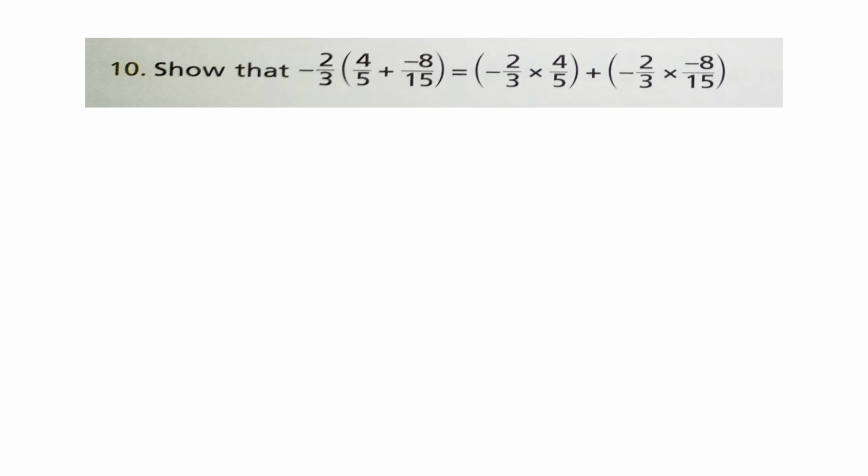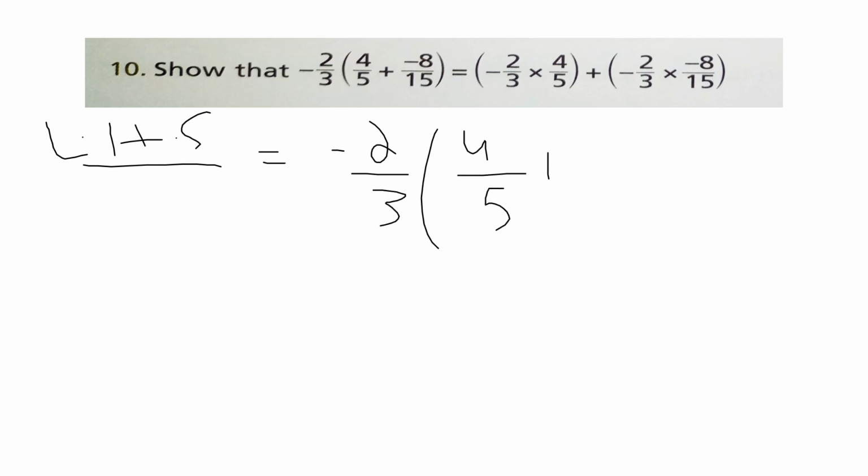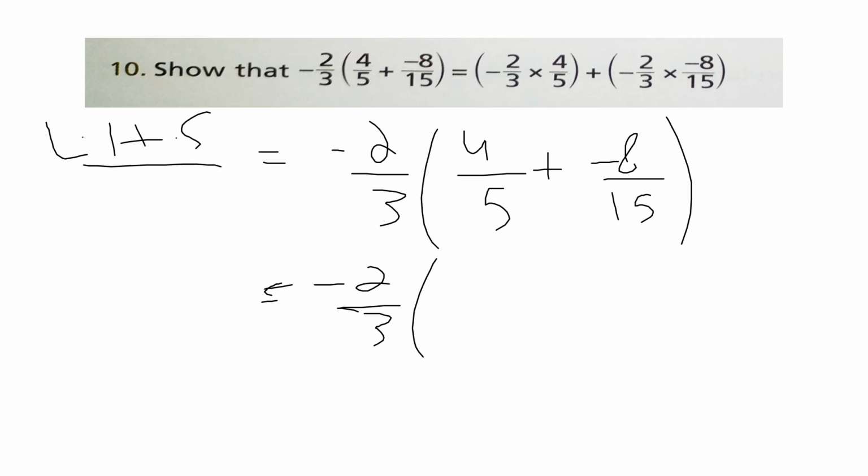Question number 10 is again the same. You have to solve the left hand side and right hand side. Solving the right hand side is very easy. It is similar to question number 8. So I will solve the left hand side. Minus 2 by 3 times the bracket 4 by 5 plus minus 8 by 15. First you have to solve the bracket.